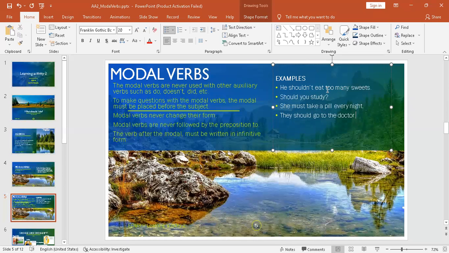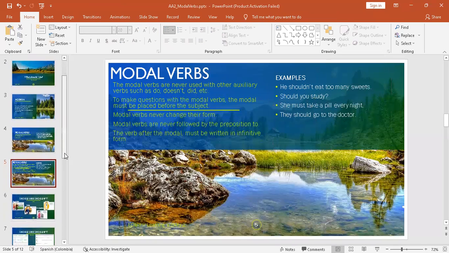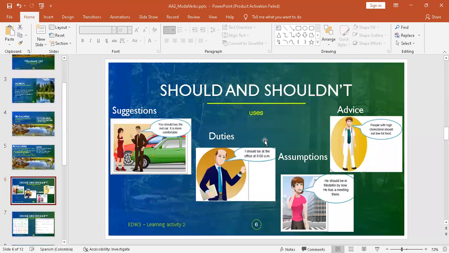He shouldn't eat too many sweets. Should you study? She must take a pill every night. They should go to the doctor. Entonces para que lo tengan presente. Here we have should and shouldn't. ¿En qué casos vamos a usar should and shouldn't?